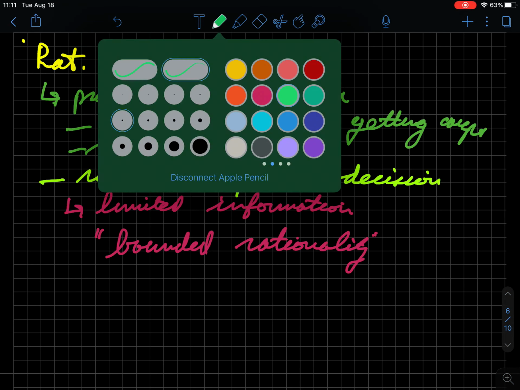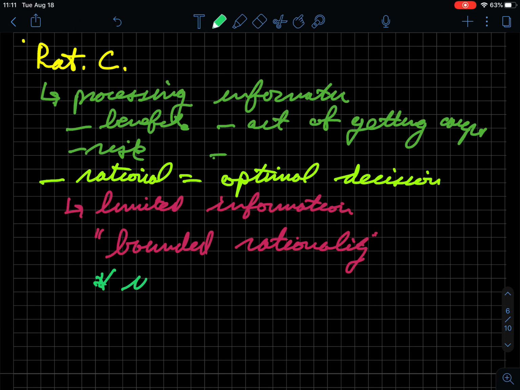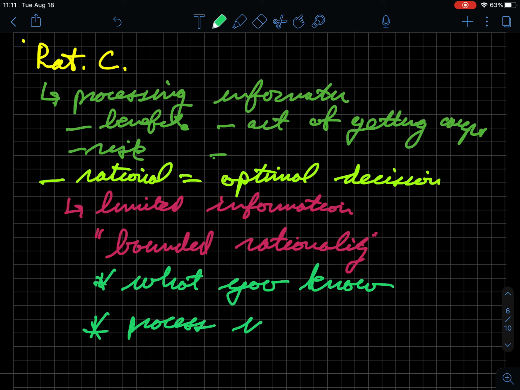because you can only make decisions based off of what you know and your ability to process it. So what you know, or what information is available, is another way to describe it, and your ability to process information.